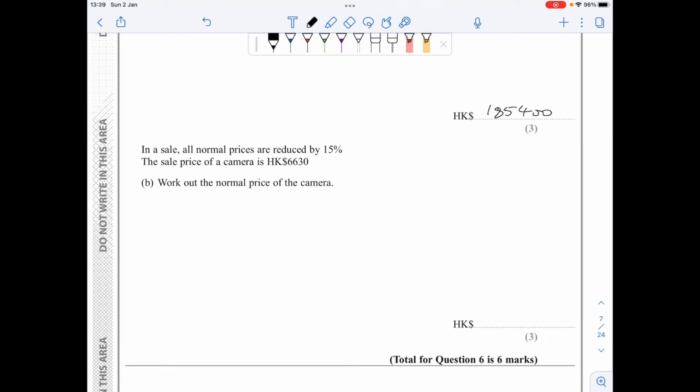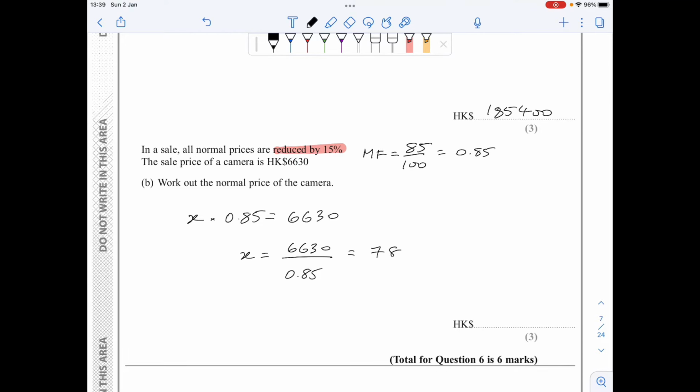For part B, I have a price reduction by 15%. So the multiplying factor in this case is 100 minus 15, which is 85 over 100, or 0.85 as a decimal. So my initial amount, which is x, times 0.85, will give me my final amount. So the initial one is the final one over my multiplying factor, which will give me 7,800.